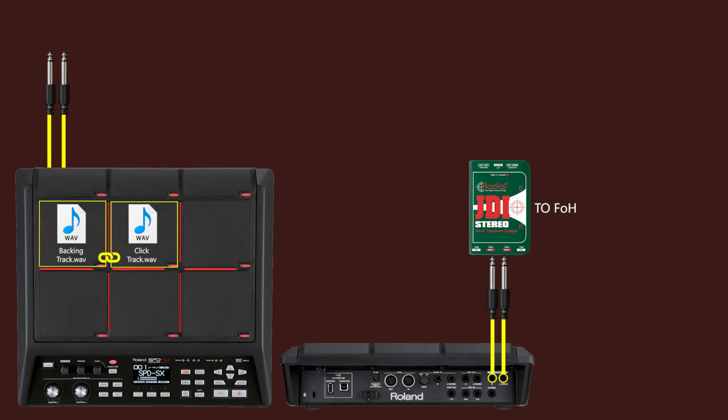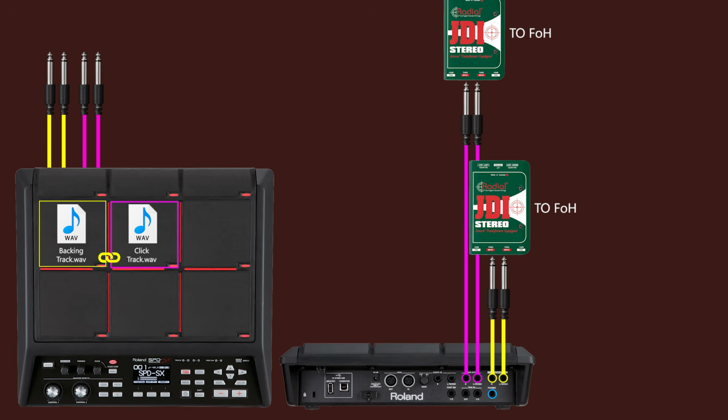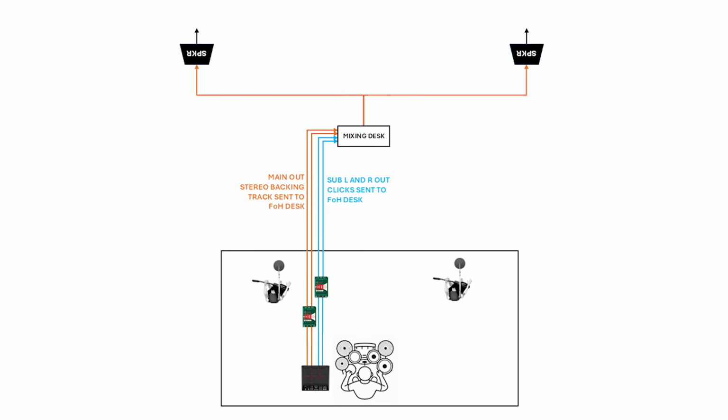If you need the click to go to all the musicians on stage, you could send it out through the sub outputs in the same way that you're sending out the backing track. So again, it would run through the DI box and onto the front of house desk. And this gives the sound engineer a separate channel for the click, just like the backing track, but of course, it can be muted in the front of house mix, so only the band hears it.